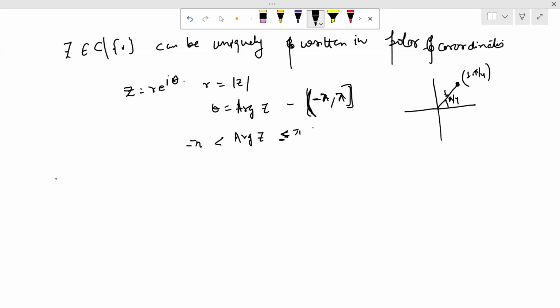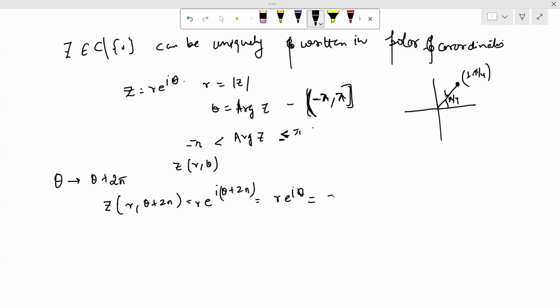Now, if we take a transformation where we increase our theta to theta plus 2 pi, and your function, let's say z, now becomes what? Initially, z was r comma theta. And now let us say z becomes r comma theta plus 2 pi. So it becomes e to the power iota theta plus 2 pi, and r will remain at its place. So it becomes r e to the power iota theta only, which is equal to z at r comma theta. So basically, if you take a transformation where you increase theta by theta plus 2 pi, your z remains the same.